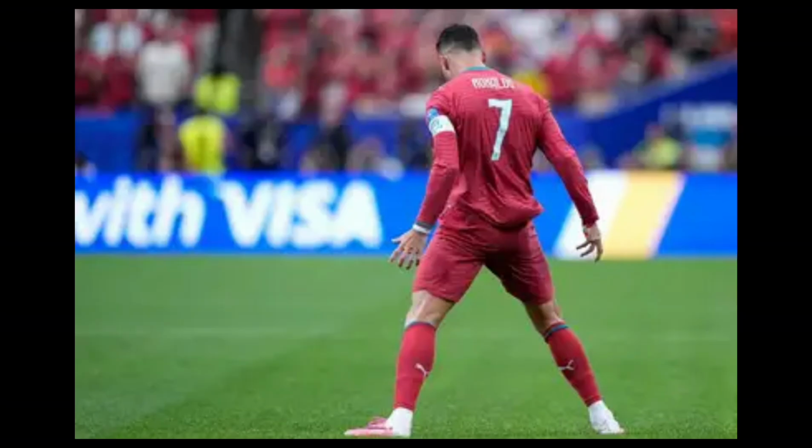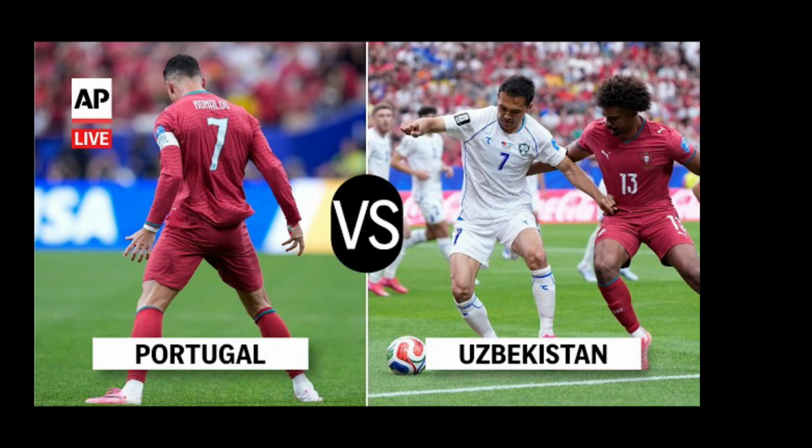First half analysis. Portugal entered the match determined to take control from the opening whistle, and they did exactly that. Their midfield dominated possession, while the forwards constantly stretched Uzbekistan's defensive line. The breakthrough came in the 11th minute after a quick attacking move. Portugal continued to apply pressure and doubled their lead in the 28th minute with a clinical finish.